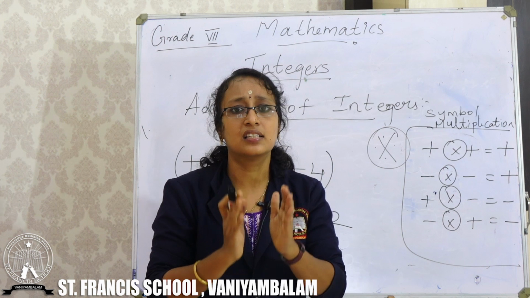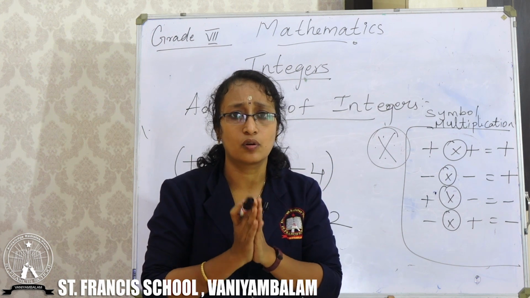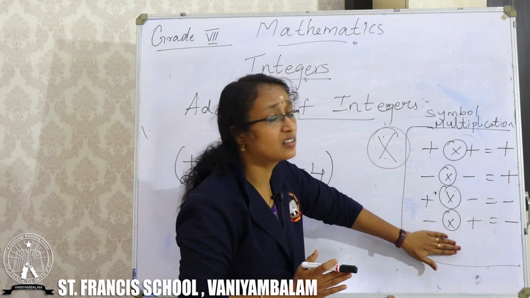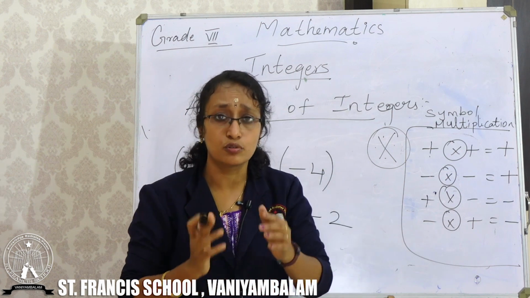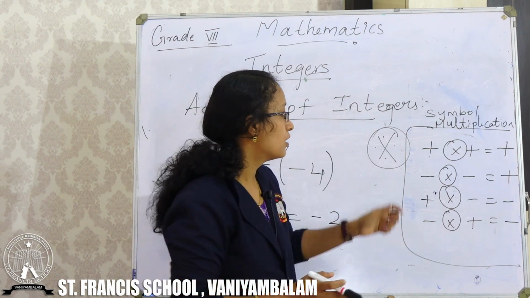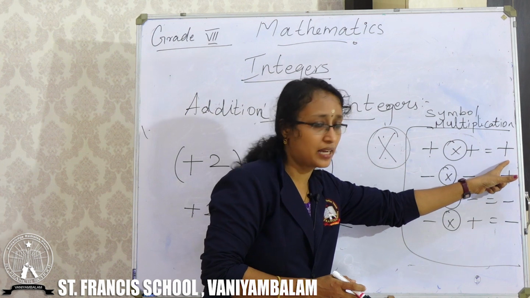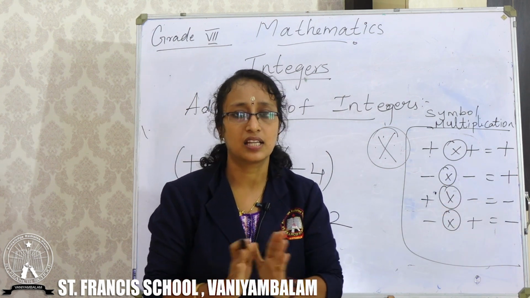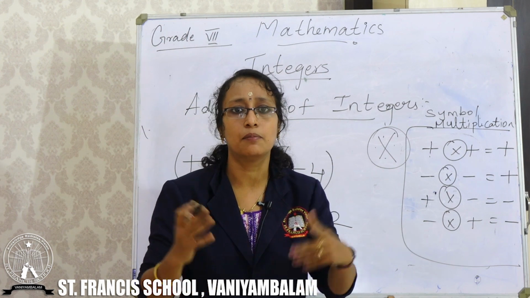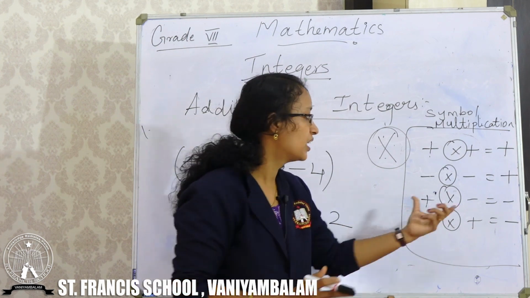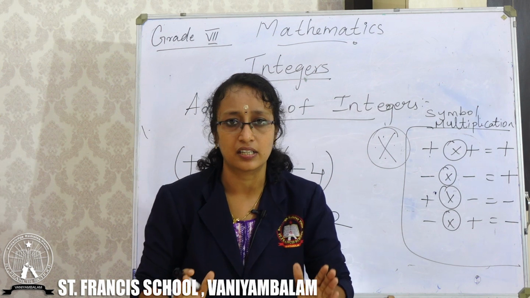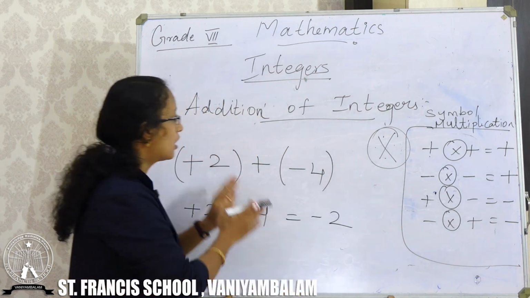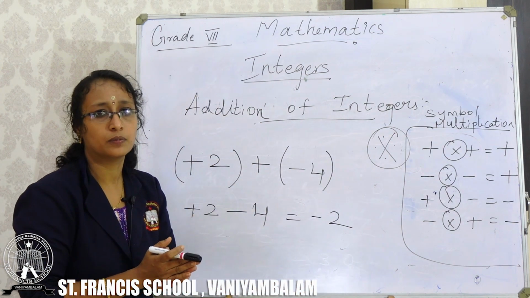So, you have to write the symbol multiplication. Please learn by heart this symbol multiplication thoroughly, because you will be using this symbol multiplication in future. Same symbols when you multiply, plus; different symbols when you multiply, negative sign. That's it. Very simple. Same symbol multiplication, positive sign. Different symbol multiplication, negative sign. Got it? So addition of integers is over.